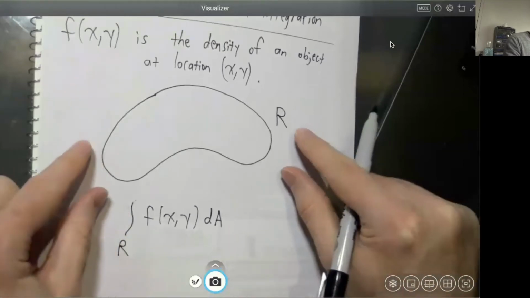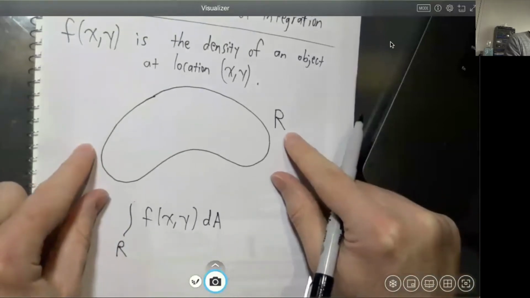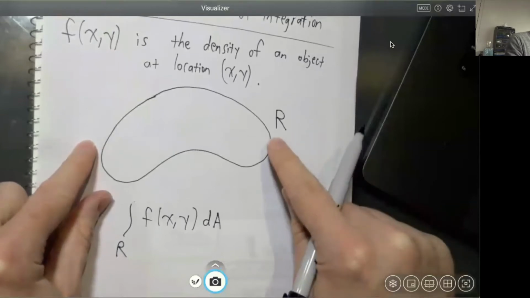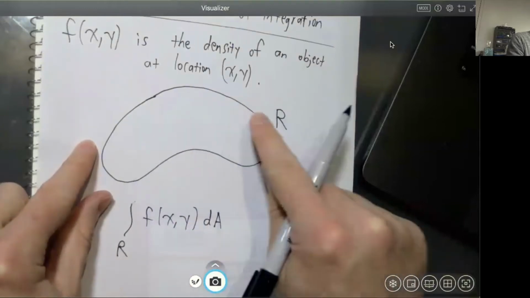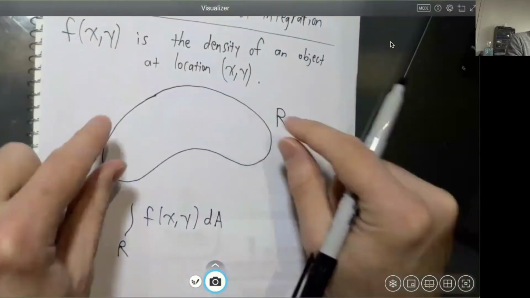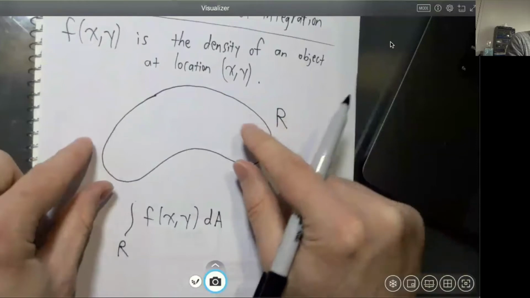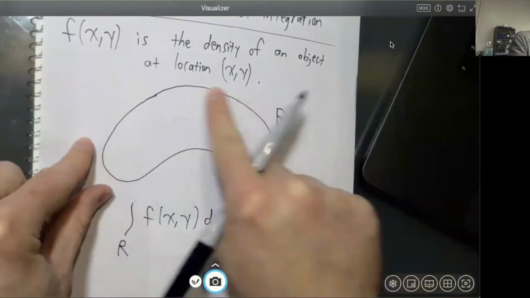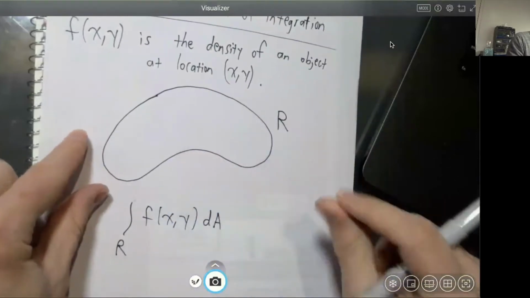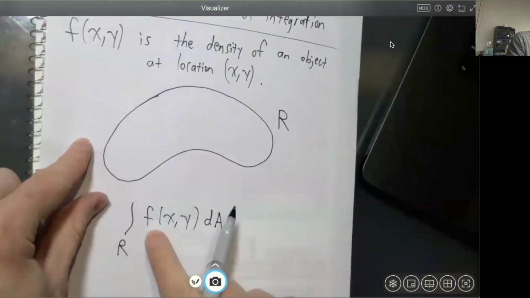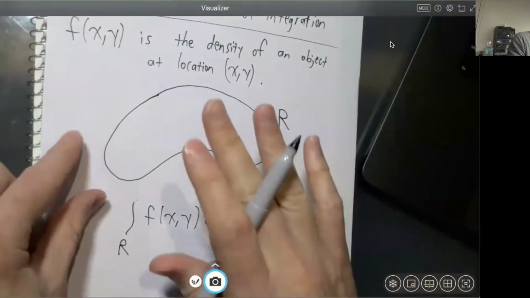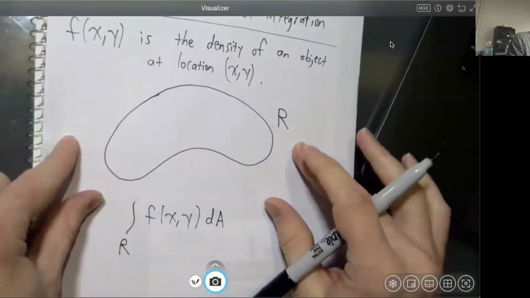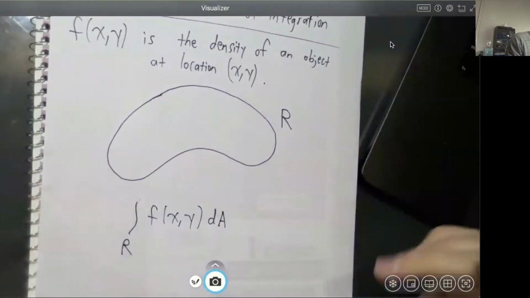Well, you can think of the region R as being a physical object, like a metal plate, and maybe the density of the object changes from location to location, the planar density. And suppose we want to compute the mass of the entire metal plate. We're given the density at each point in the plate, and we want to compute the mass of the entire plate. How can we do that?